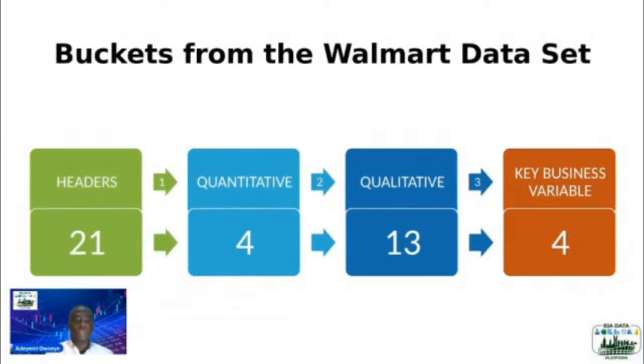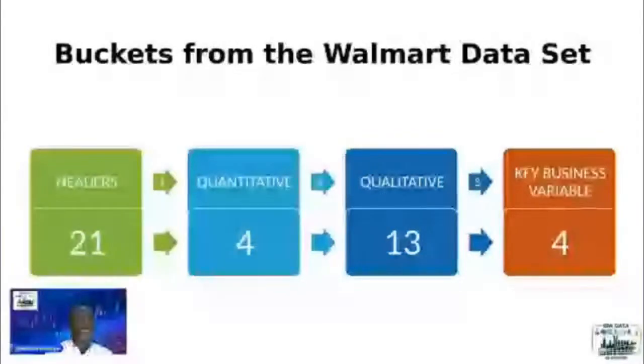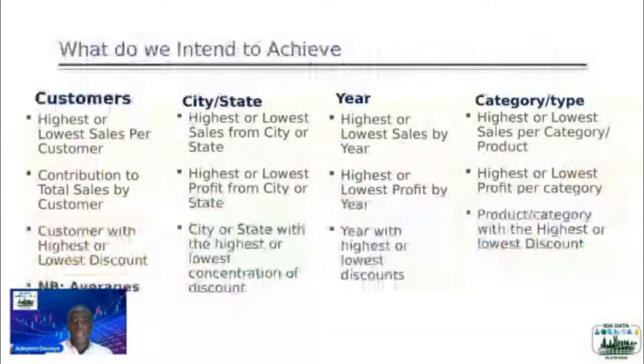So looking at our Walmart data set, which I'll be sharing shortly, one of the examples that I have done is I've put them into buckets. These buckets help me with what I call data planning or report planning. Before my report is actually prepared, I say, okay, this is what this report entails. Let me know everything about this data. This data has 21 headers. What are the quantitative values there? There are 4. What are the qualitative values? There are 13. What are the key business variables that I can use to generate insights? There are actually 4.